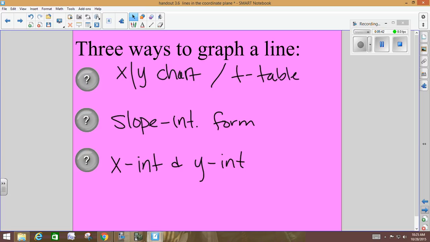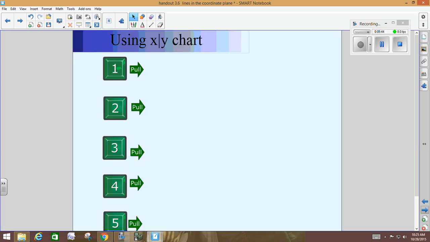Okay? So your first ones are going to be using an XY chart. If you want to write these 5 steps down, I would suggest you write them in your margin, because we need this space to do the graphing. You don't have to, but if you want to, put them on the left margin. The first step is to solve your equation for y. This is when you're using an XY chart. Solve for y.